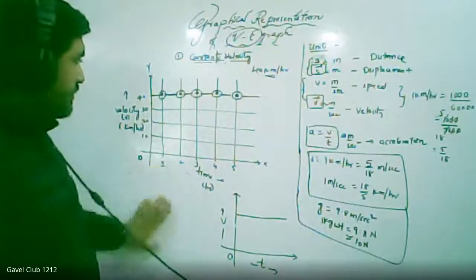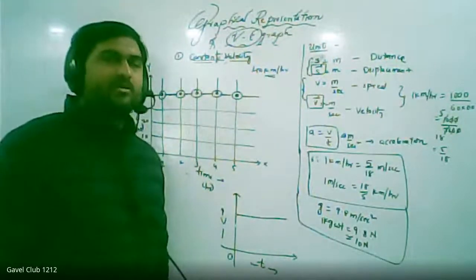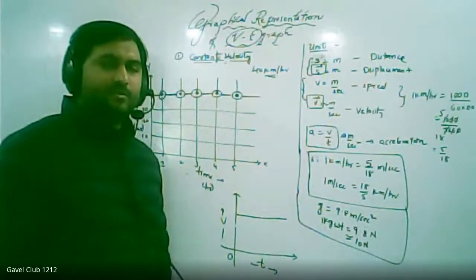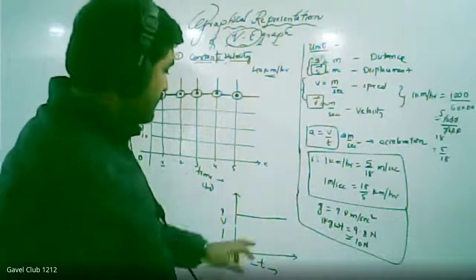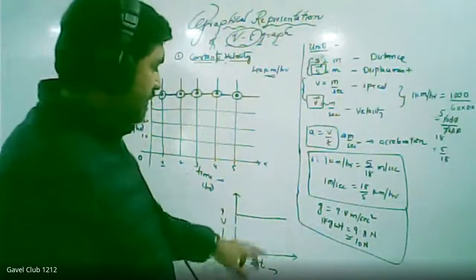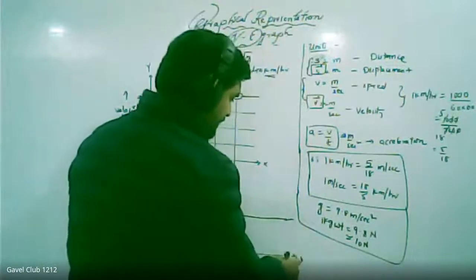So for this kind of object, we say that the object is moving with constant velocity, or it is also called uniform velocity. The object is moving with uniform velocity. For uniform velocity, we get a straight line graph which is parallel to the x-axis. This is called uniform velocity.